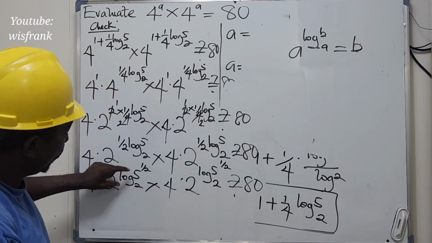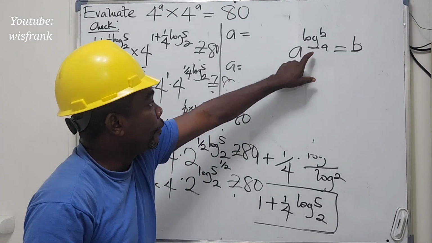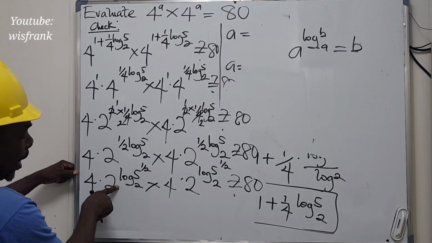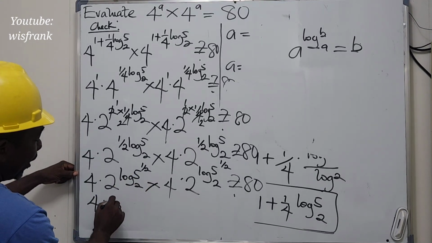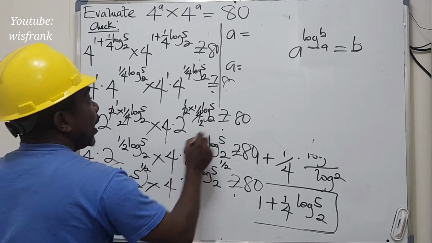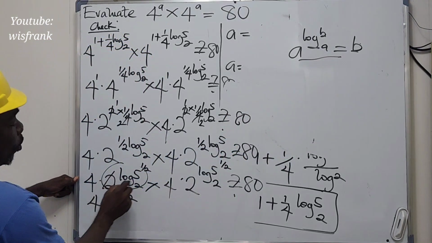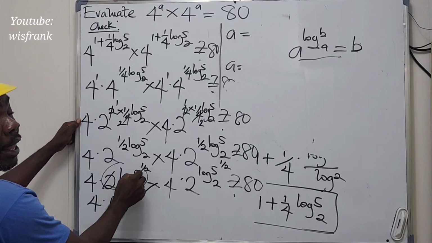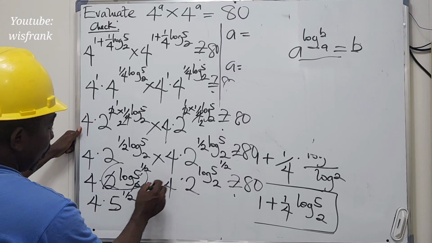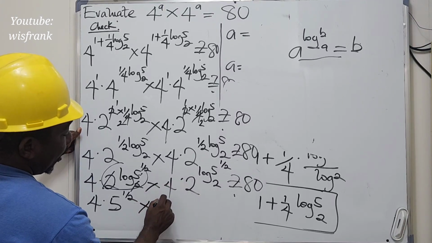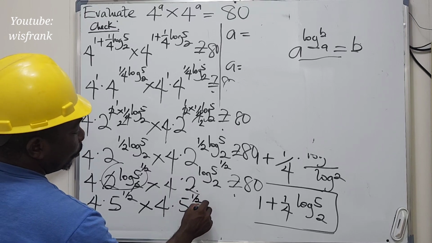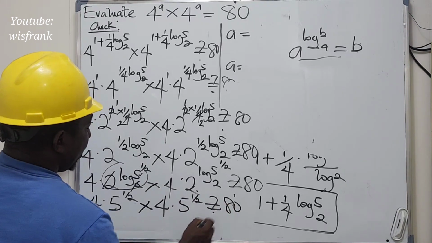So in this case, we need to represent this in this format. So this will become 4 times, because the whole of here will become 5 to the power of 1 all over 2, as these two will cancel and this log here will become 5 to the power of 1 all over 2. So in this case, we have multiplication, then 4 times the same thing here. We have 5 to the power of 1 all over 2. When we add this, will this equal 80?